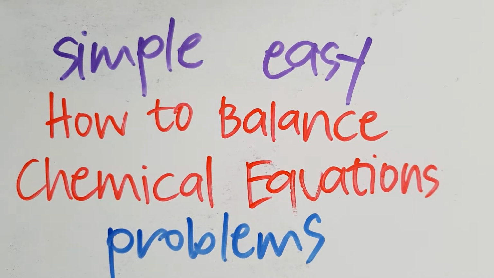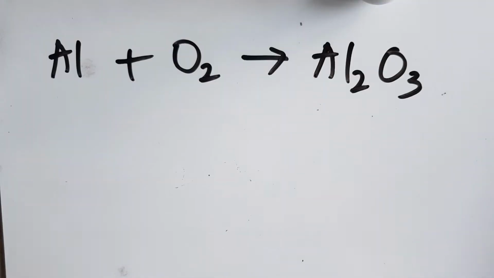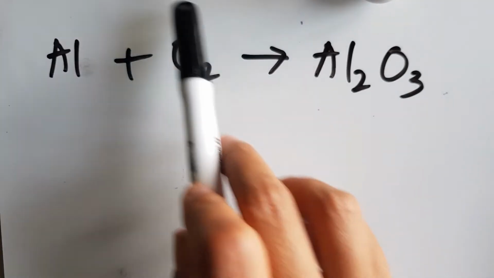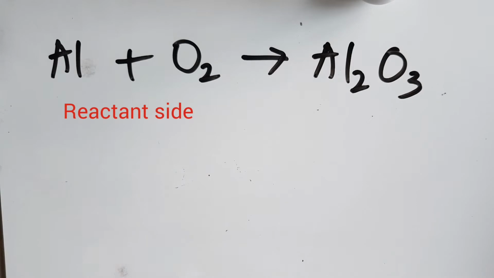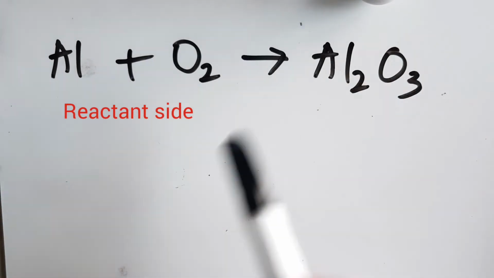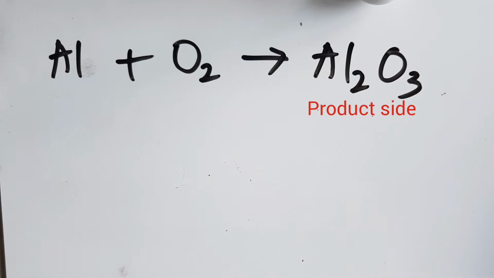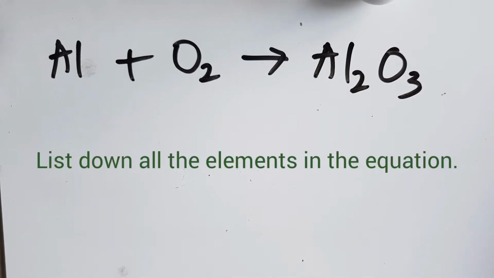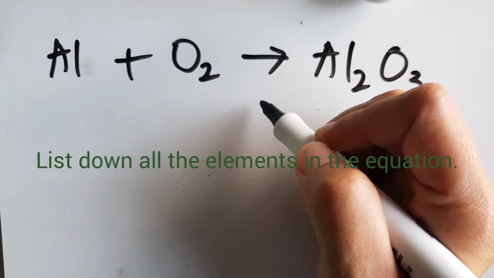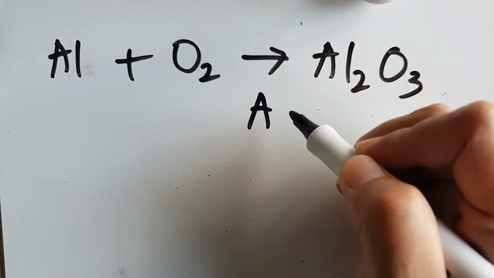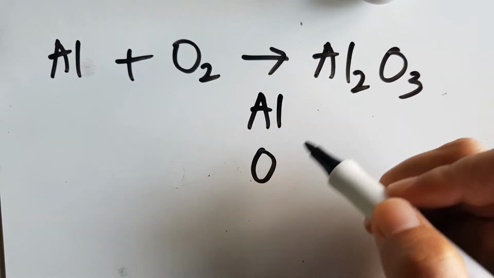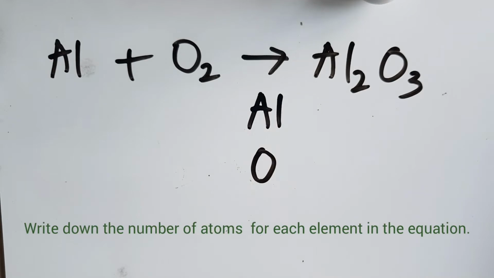So let's start! Here's an equation with aluminum and oxygen on the left side, which is called the reactant side, and Al2O3 on the right side, which is called the product side. The first thing that we need to do is to list down all the elements present in the equation. I'm going to list them down below here in the middle. So Al and O.